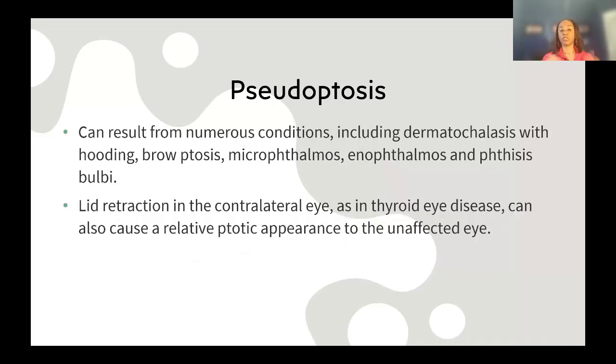So pseudoptosis, this can happen. We see this all the time. It looks like a ptosis, but it's usually from dermatochalasis, brow hooding, brow ptosis, microphthalmus, endophthalmus, or phthisis bulbi. Also, when a patient has thyroid eye disease, a retracted lid can make a patient look like they have ptosis on the opposite eye.